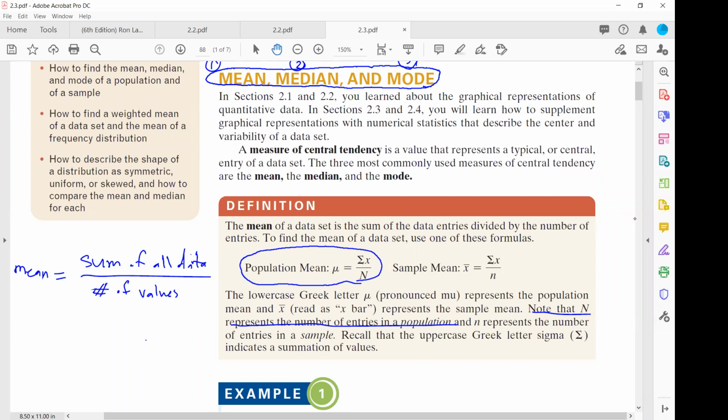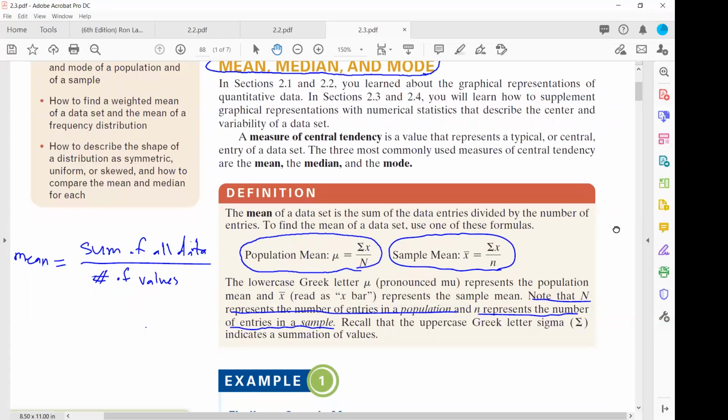When it comes to a sample or subset of your population, you have to use x bar. X bar, or the mean of the sample, is equal to the sum of all data divided by n. What is n? N is the total number of entries in your sample. Okay?